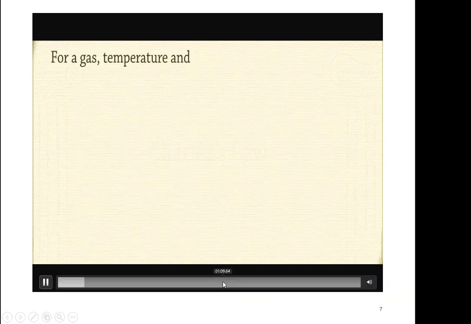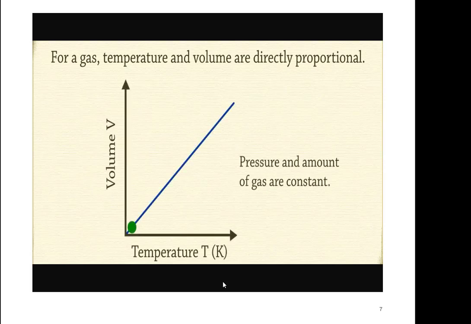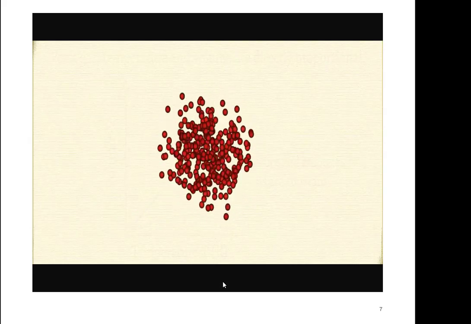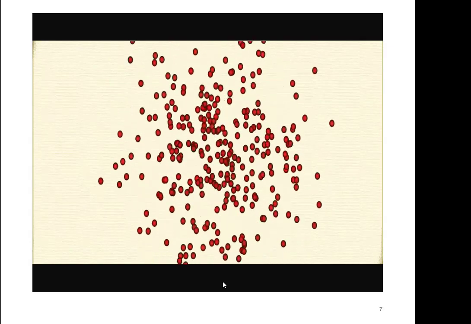Let's see what is Charles's law. For a gas, temperature and volume are directly proportional. If temperature increases, volume also increases. And if temperature decreases, volume also decreases. Gas molecules are in a constant state of motion, and when they are heated, they expand.